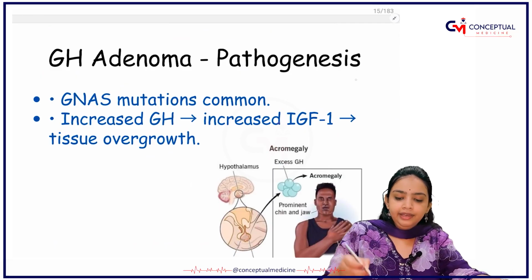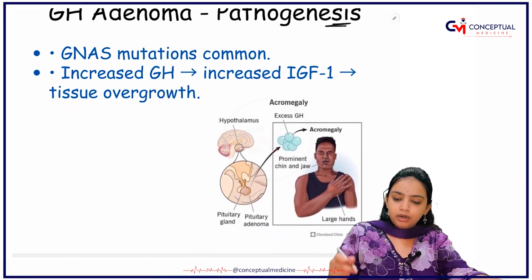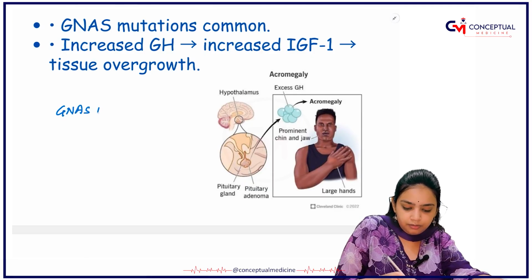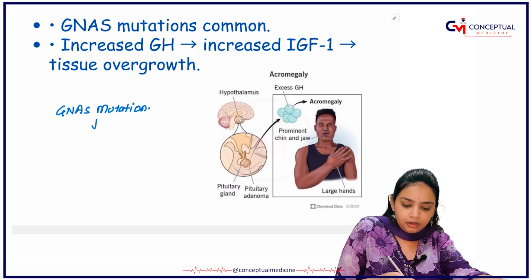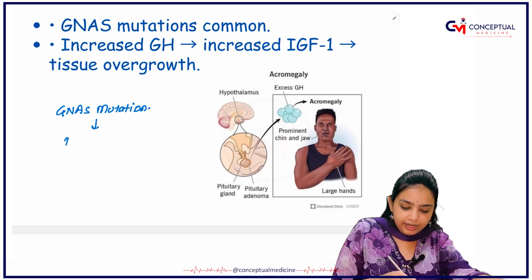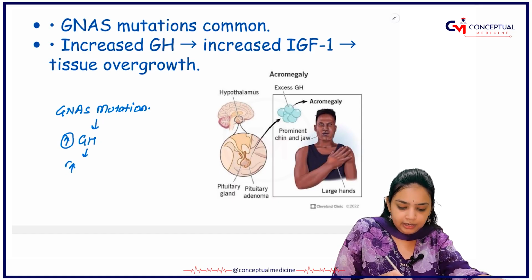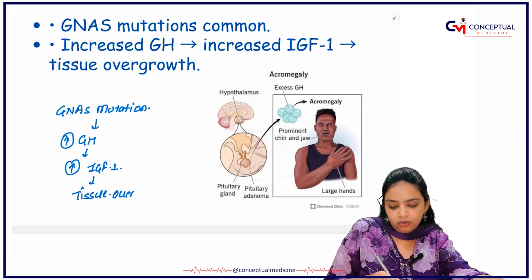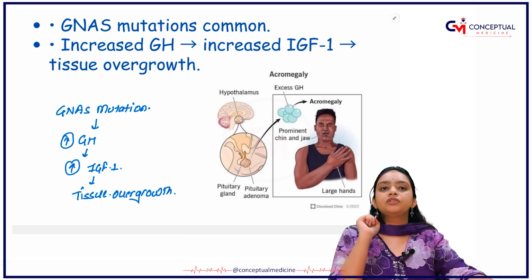Next, if I talk about the pathogenesis, first there is a GNAS mutation. After that, there is an increase in the growth hormone, then an increase in the IGF-1, and then there is tissue overgrowth. This thing you need to keep in mind while answering the question.